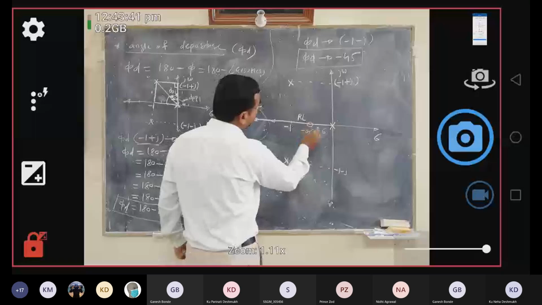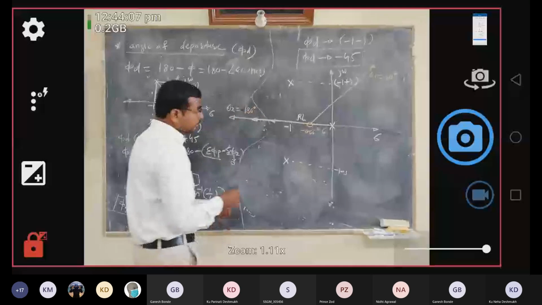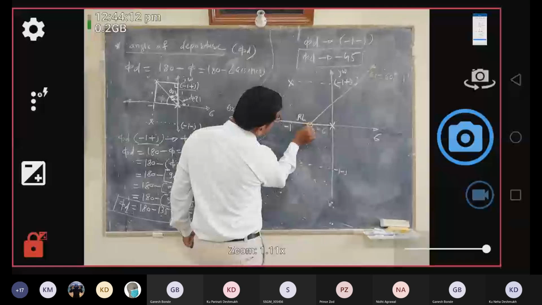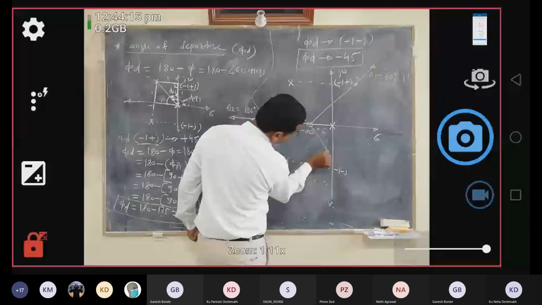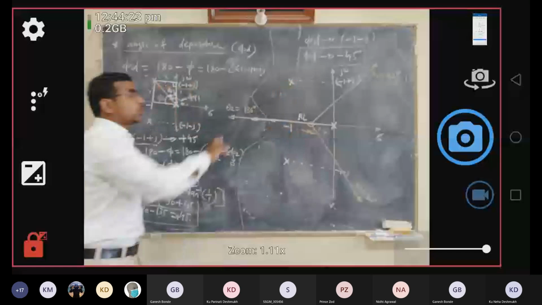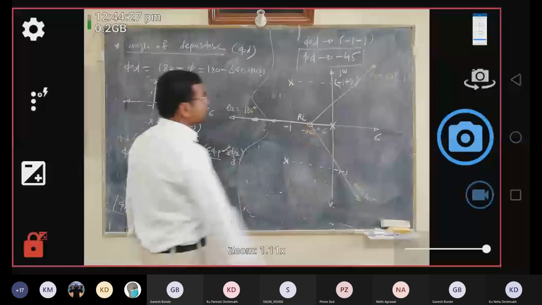Then theta 2 is along the negative real axis. So here theta 2 is 180 degrees and theta 3 is along 300. Somewhere here I can draw it like this. Here theta 3 is 300. So we have marked the centroid. We have shown all the asymptotes. We have shown the existence of the root locus on the real axis.